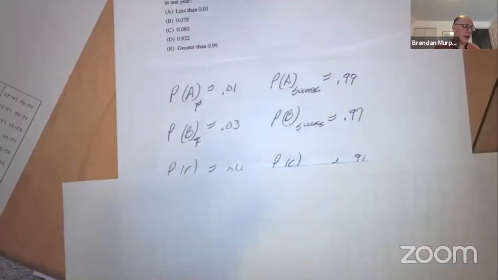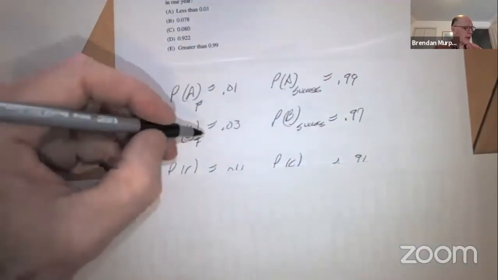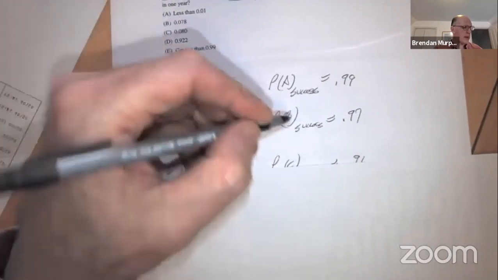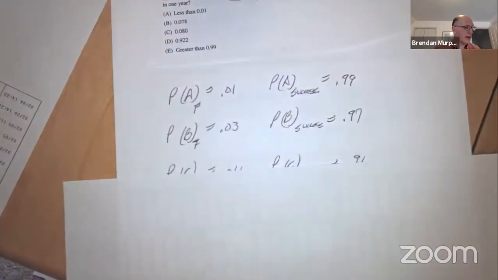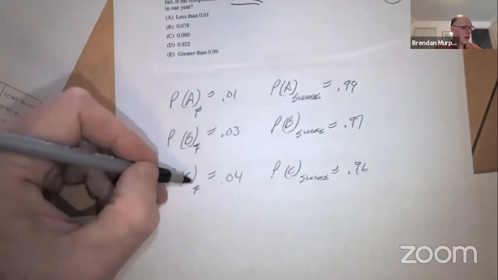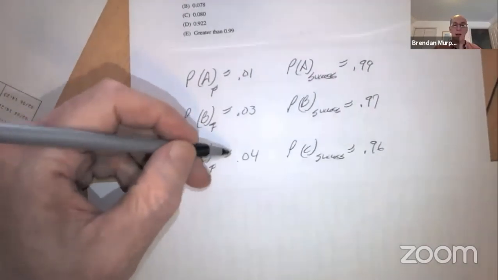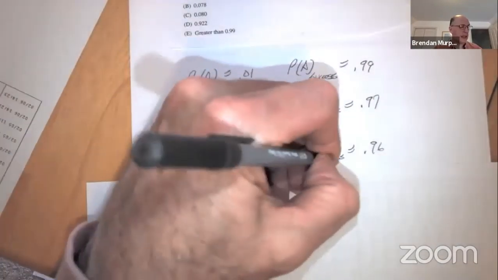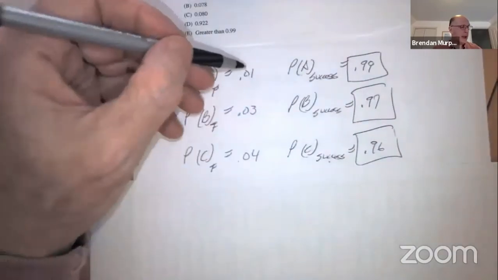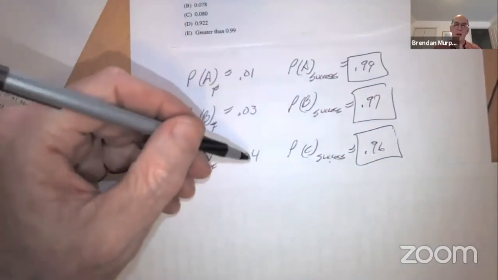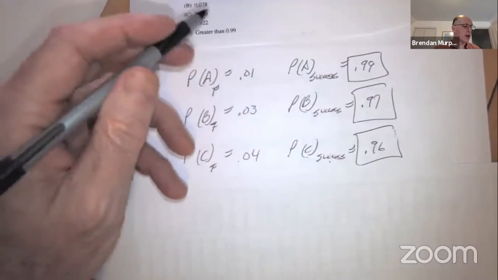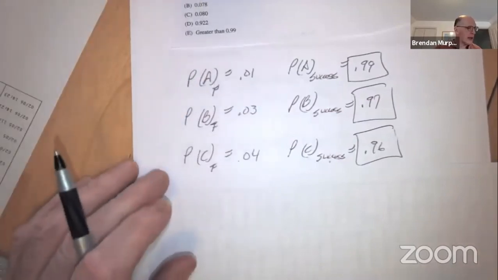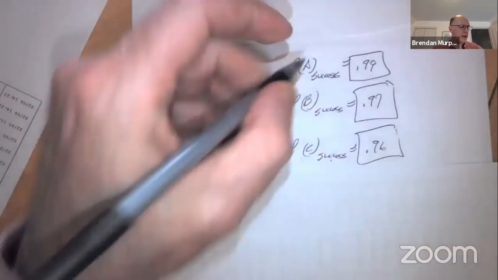It either fails or doesn't fail. The probability of B failing is 0.03, so the probability of B success is 0.97. The probability of C failing is 0.04, so the probability of C succeeding is 0.96. I think those are the three numbers that I need. I could see students multiplying those three numbers and getting one of the distractor answers, or adding them. But those are the three numbers I need: success, success, success.